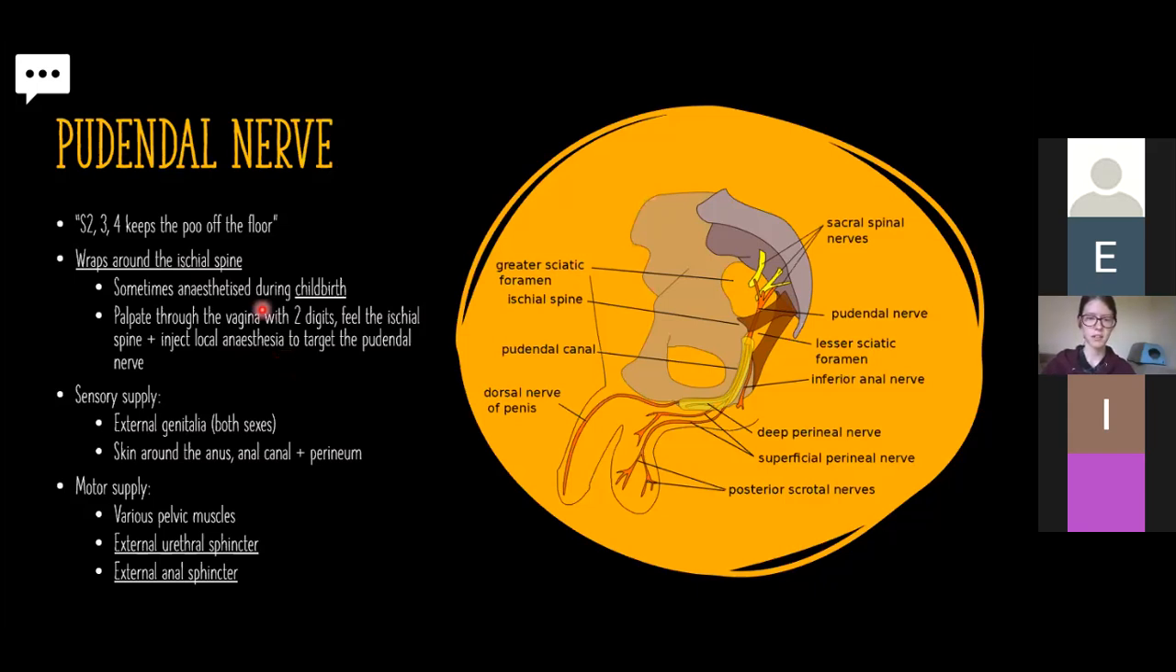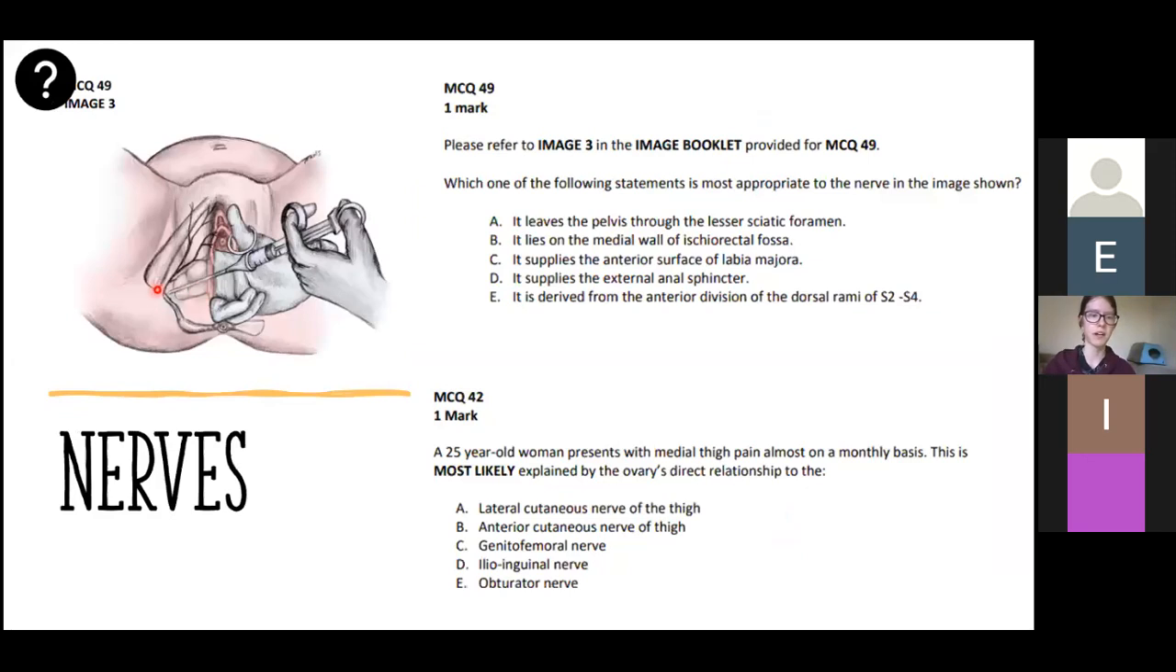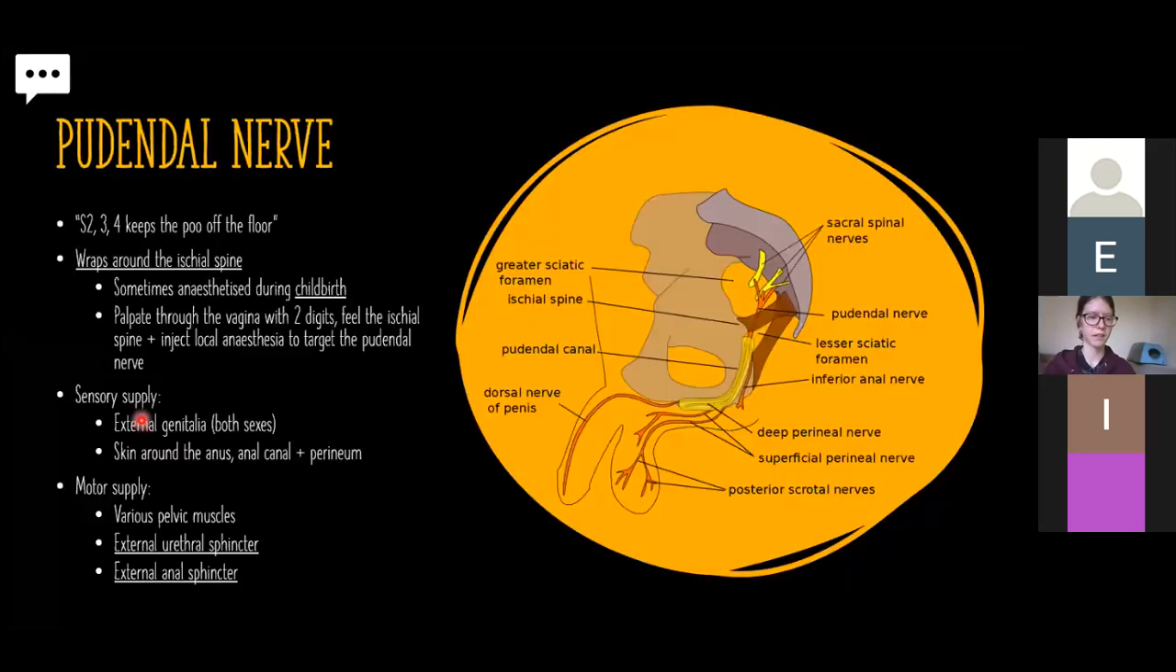What they're going to do is basically this picture. They're going to go in through the vagina and feel for that ischial spine, and that's where they're going to direct their local anesthetic to target that nerve. Sensory supply is pretty self-explanatory. It's just that whole genitalia area. And motor supply, pelvic muscles and the sphincters are the important ones there.